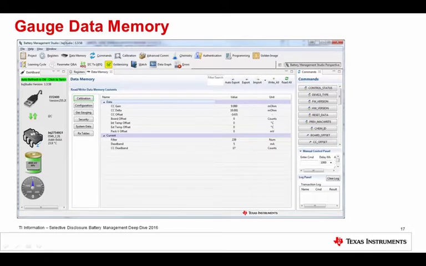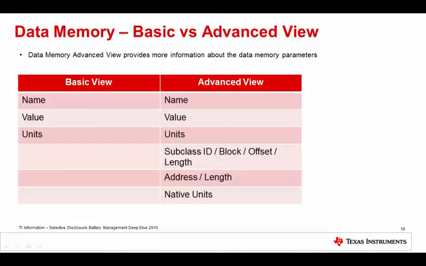So for example, CC gain here is 9.999. And this shows you the state. Just like the register window, for parameters that are read-write, you can go through this interface, click on it, update the value you want, and it'll get written to the gauge.